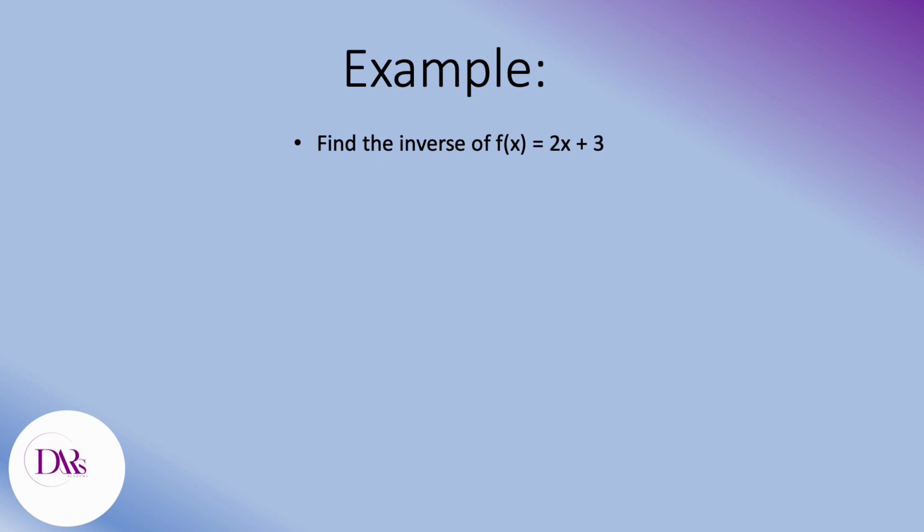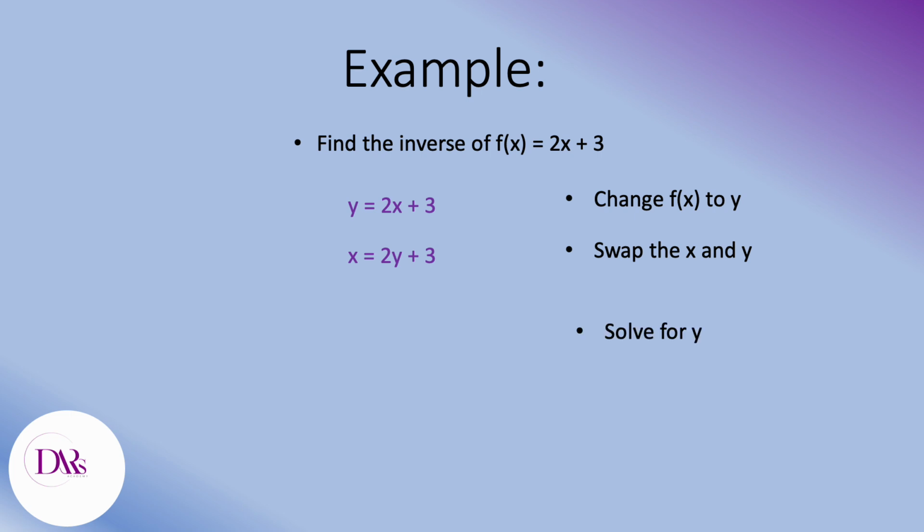So we're going to find the inverse of f of x equals 2x plus 3. So first, we're going to change f of x to y. So now we have y equals 2x plus 3. Next, we will swap the x and y. Now, x equals 2y plus 3. And now we will solve for y, or make y our subject.